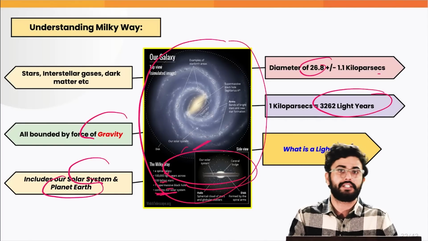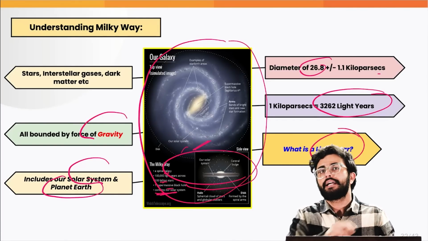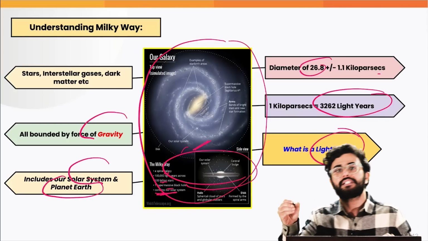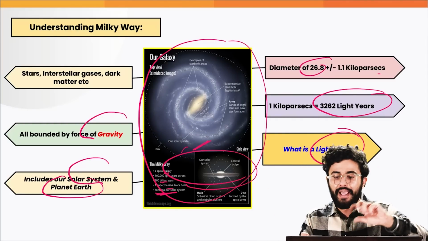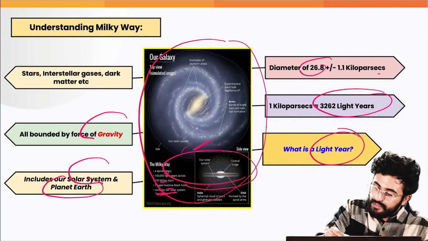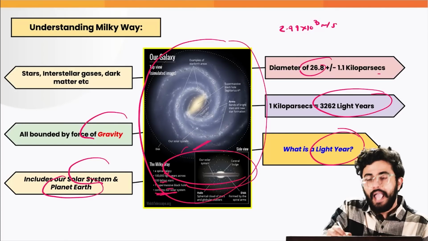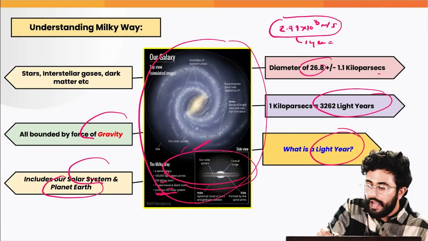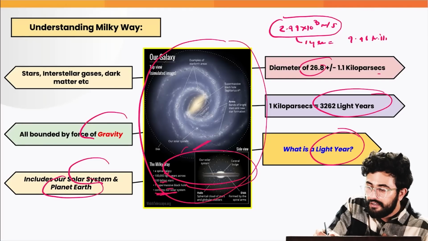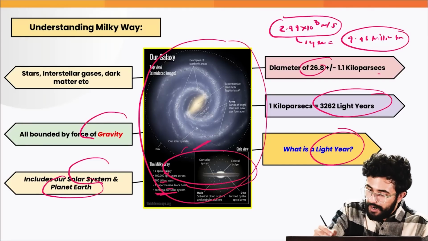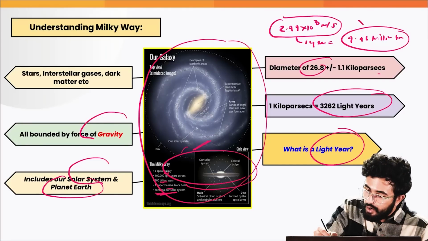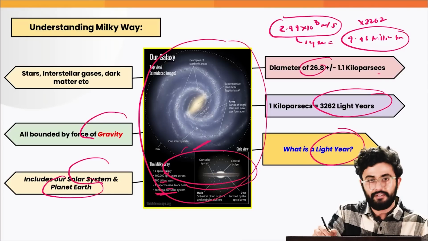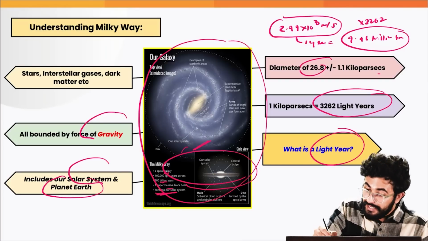3262 light years. So what do we mean by light year? Light year is basically the distance traveled by light in the span of 1 year. For example, the speed of light is 2.99 into 10 to the power 8 meters per second. And if light travels with this speed for 1 year, it travels around 9.46 trillion kilometers. So multiply that by 3262, so many light years in 1 kiloparsec, then multiply it by 26.8.